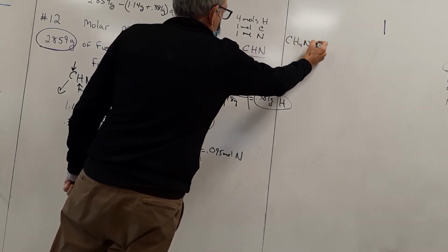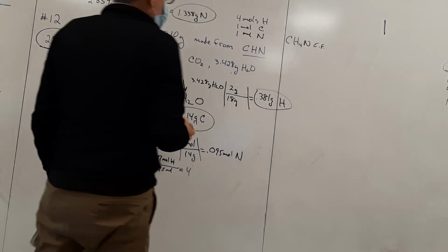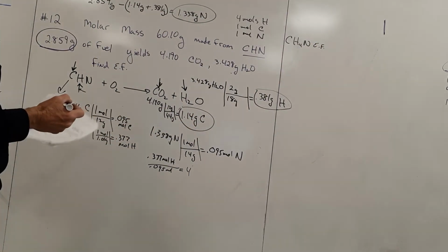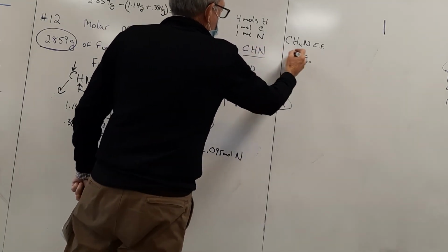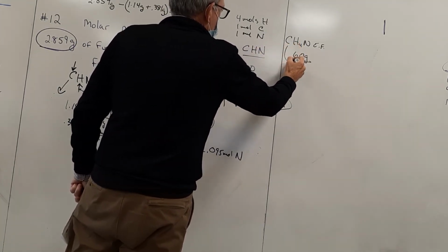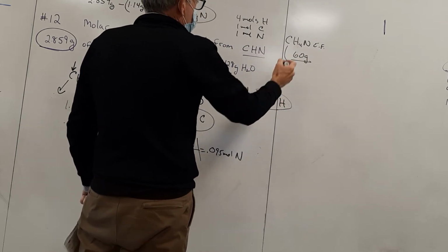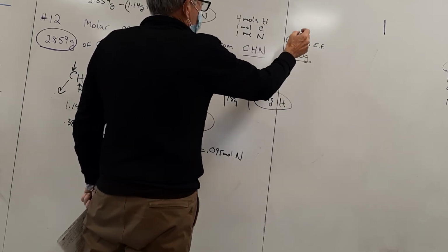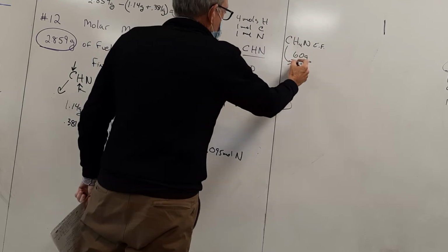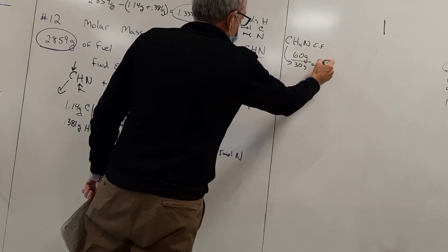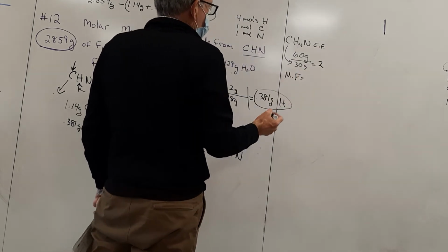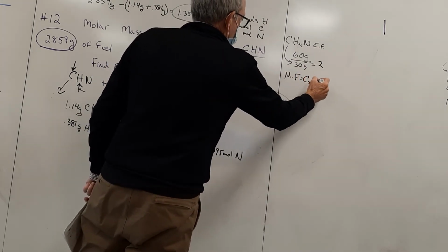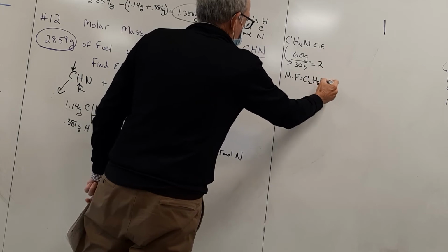CH4N is the empirical formula. They want the molecular formula, and they say the molecular mass is 60 grams. 60 grams divided by the mass of the empirical formula, which is 12 + 4 + 14 = 30, is equal to 2. So my molecular formula is C2H8N2.